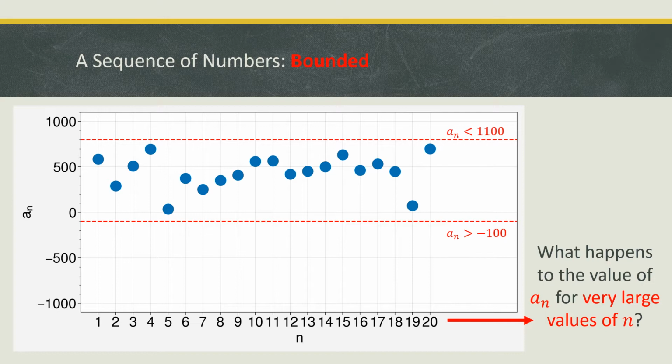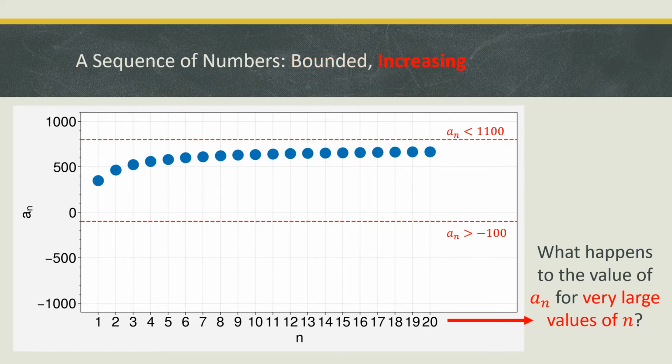This kind of sequence is called a bounded sequence. Here we have a sequence bounded above and bounded below. Above because of this condition, and below because of this condition.